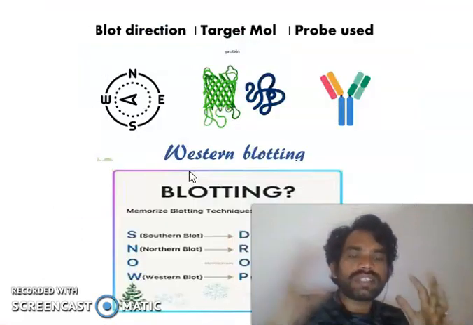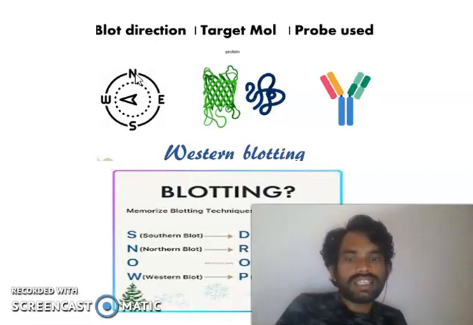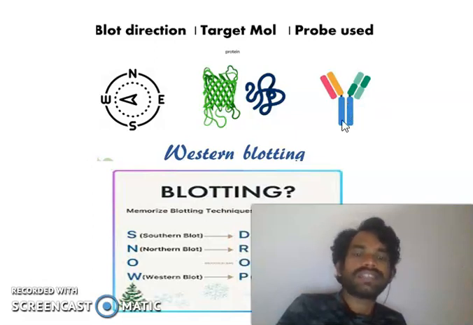Actually, what is the Western blot technique? The main thing is that blotting is mainly of three types: Southern blotting, Northern blotting and Western blotting. You can see here the blotting direction for Northern, Southern and Western blotting. Today we will discuss especially Western blot. The main thing is the detection of target protein molecules. The probe usually uses antibodies, a primary antibody and a secondary antibody.